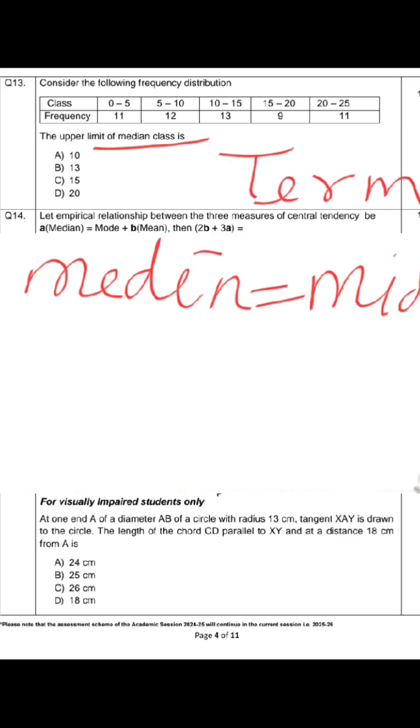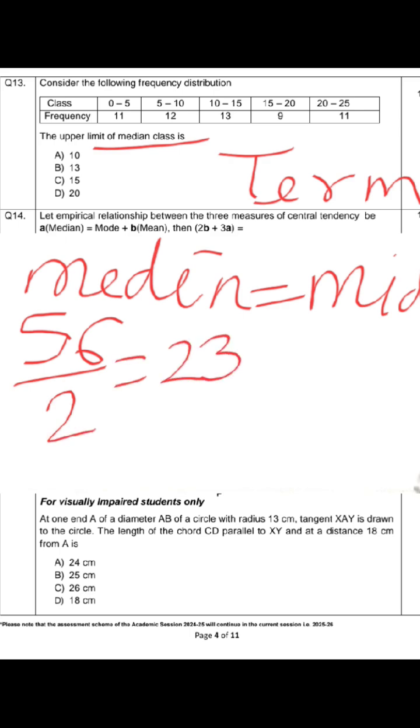20 plus 25 is 45. 45 plus 11 is 56. Now 56 you divide by 2. What will you get? 23. And you write here, my dear students, 23.